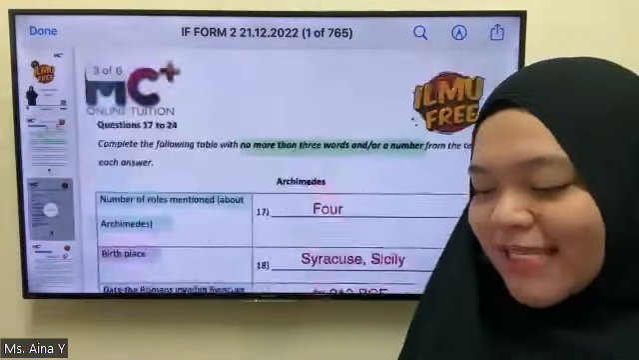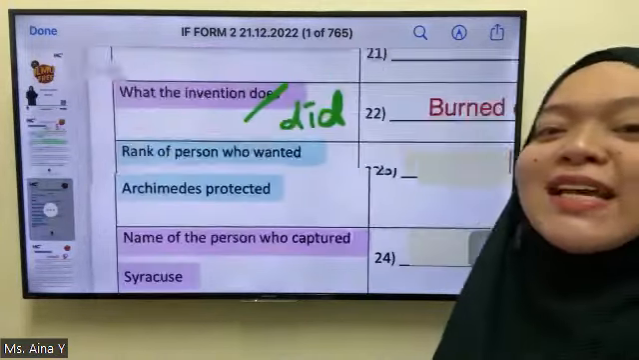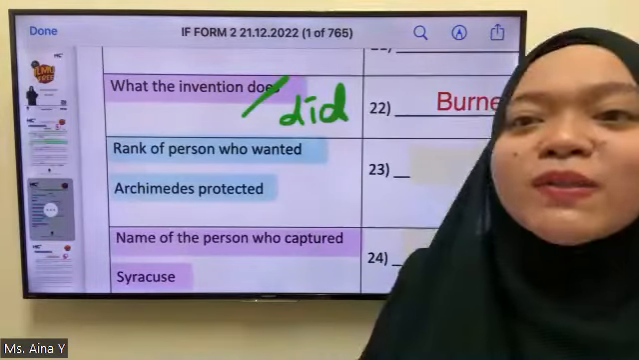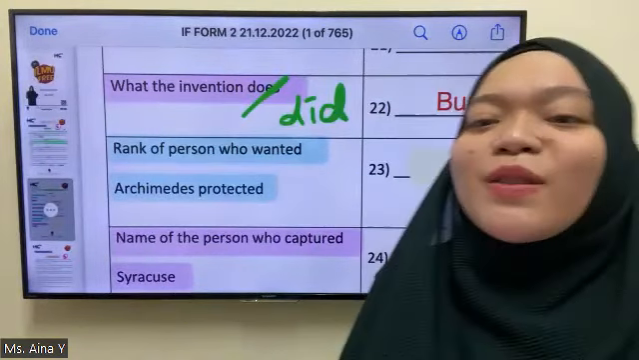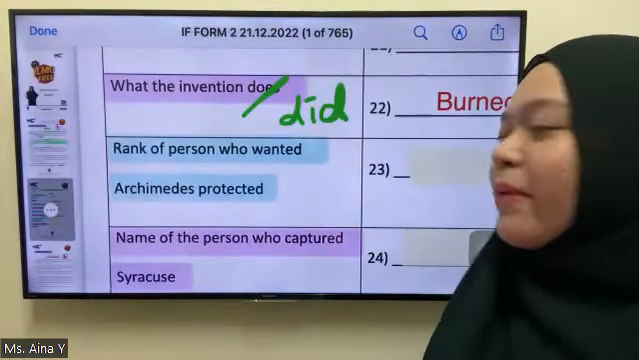This girl is on fire. Sedap kan suara teacher? Teacher tahu. Okay, next part. Kalau tak tukar past tense boleh ke? Boleh Anissa, no problem.